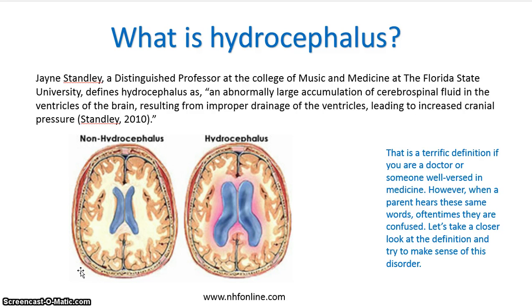As you can see from the picture, a non-hydrocephalic brain has ventricles that are not enlarged. The ventricles are in blue. On the other side, the hydrocephalic brain clearly shows that these blue ventricles have been enlarged to the point where there's pink around them, and the pink indicates pressure being put on the surrounding brain.